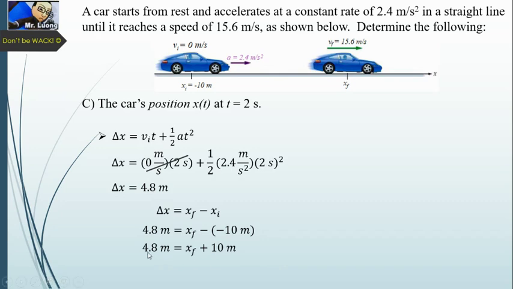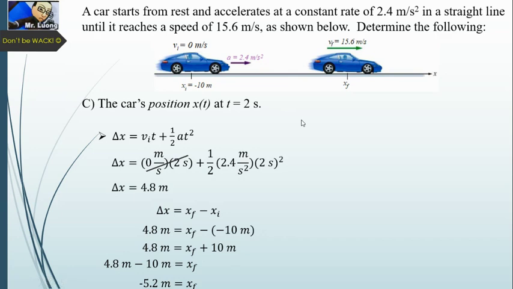The 4.8 on the left side remains constant. Xf is your unknown. A negative times a negative is a positive. But then to solve for xf, you have to move this negative 10 to the left side of the equal sign, or subtract 10 from both sides. So it'll look like this. Therefore, 4.8 minus 10 will give you negative 5.2 meters. So your final position is negative 5.2, which is to the right of negative 10. Okay, so that is your position.